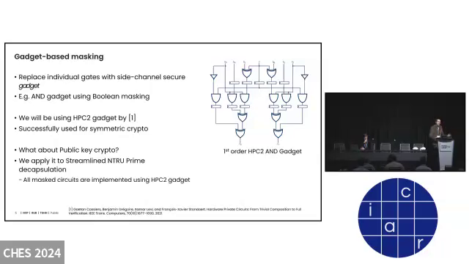Gadget-based masking has been very successfully used for symmetric crypto, like AES or PRESENT and so on. But it has never been used for public key crypto, because in public key crypto you have number theoretic structures, polynomial arithmetic, or modular exponentiation, and it was just not considered feasible to apply gadget-based masking to this. We show that this actually is possible by applying it to the Streamlined NTRU Prime decapsulation, and specifically using the HPC2 masking gadget.